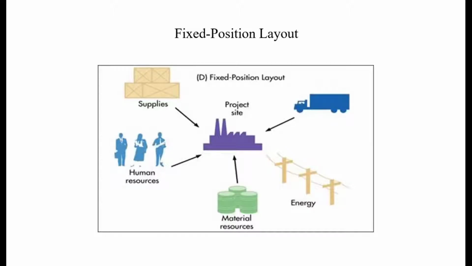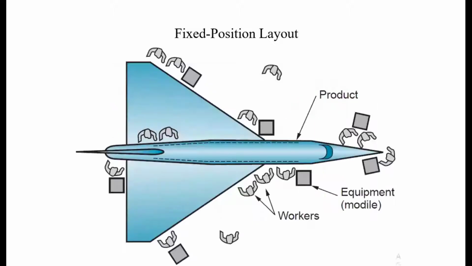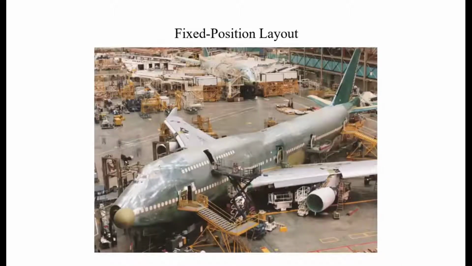This is the fixed position layout in which the product remains at a fixed position because the product is very large, very heavy and difficult to move. And all the resources, meaning the production machines, the material handling systems, the material transportation equipment, the inspection equipment, the computer resources, the human resources, the starting raw materials, the parts, the components, are brought to the product, to this fixed position. So this one is the example of the fixed position layout.